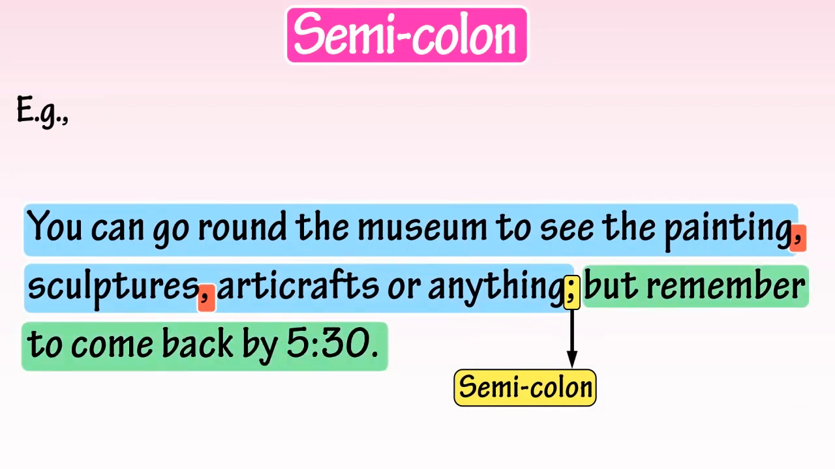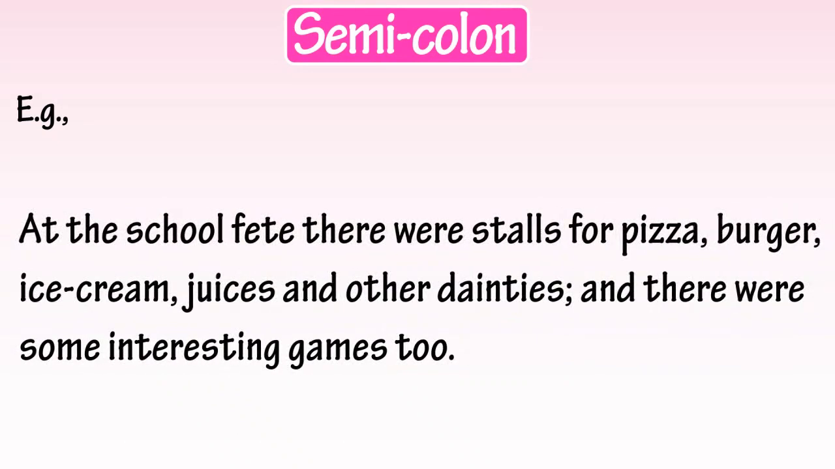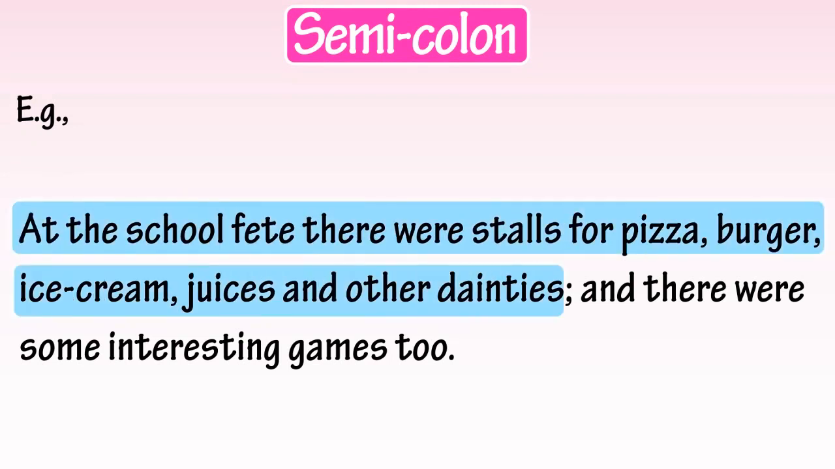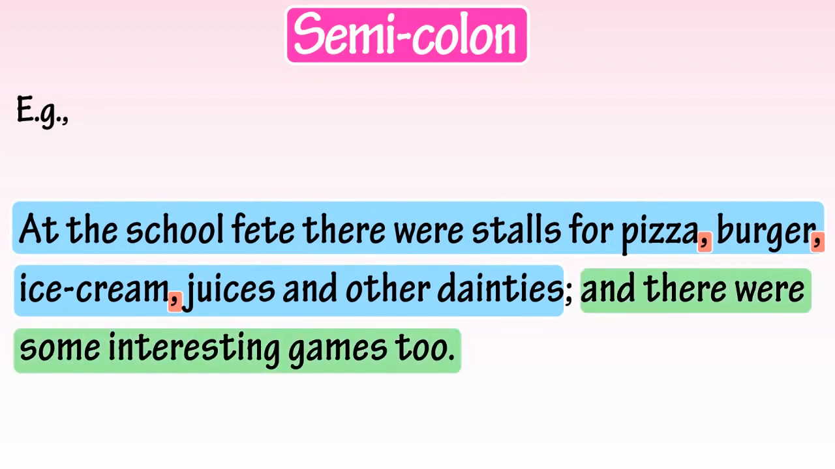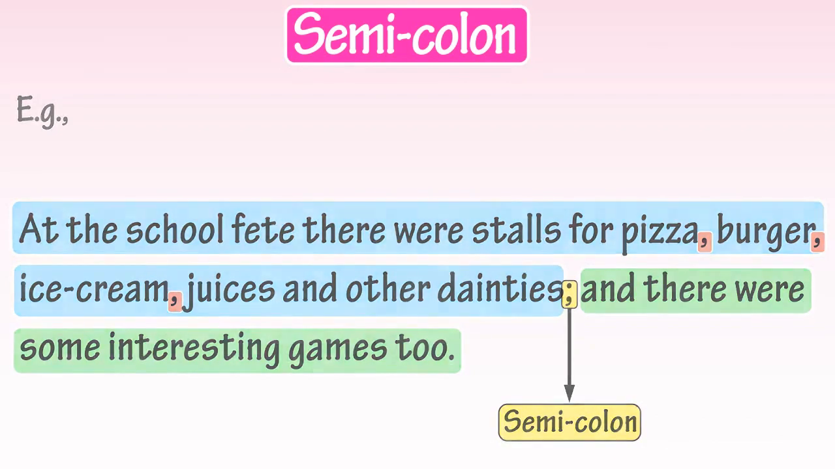Here, we have another such example. At the school fete, there were stalls for pizza, burger, ice cream, juices, and other dainties; and there were some interesting games too. Here again, the first part of the sentence is having a clause with commas. So, we have separated this clause from the second clause using a semicolon followed by a coordinating conjunction.